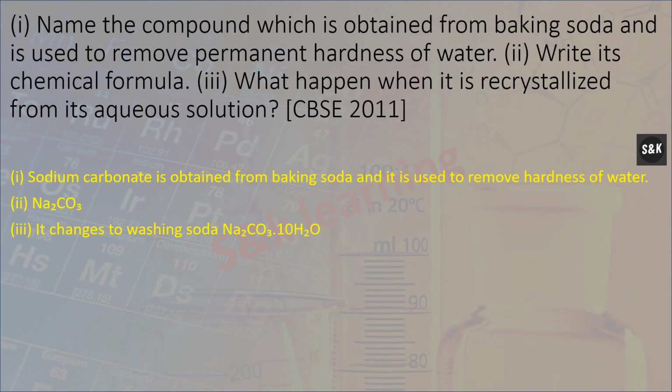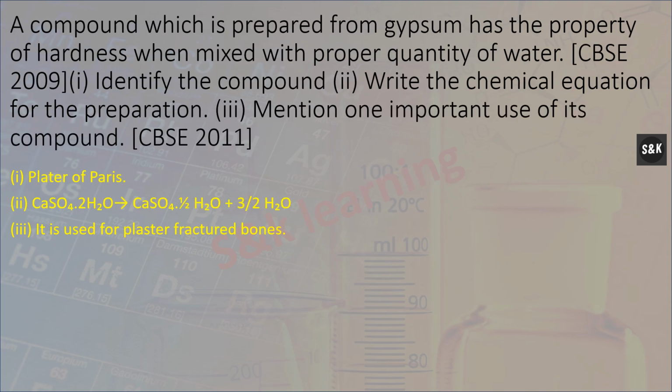Name the compound which is obtained from baking soda and is used to remove permanent hardness of water. So sodium carbonate is obtained from baking soda and it is used to remove hardness of water. A compound which is prepared from gypsum has the property of hardening when mixed with a proper quantity of water. So, plaster of Paris.